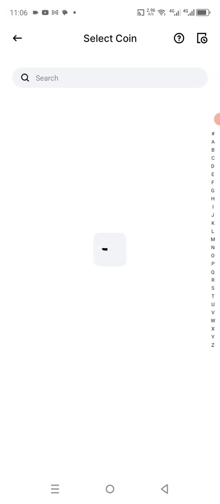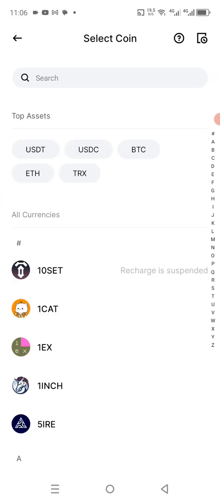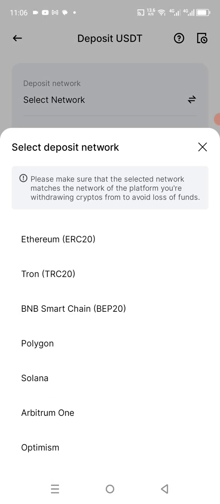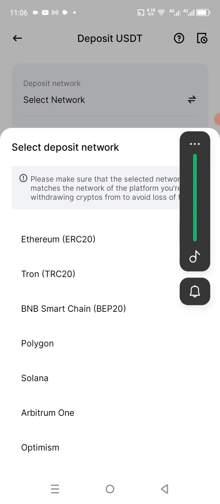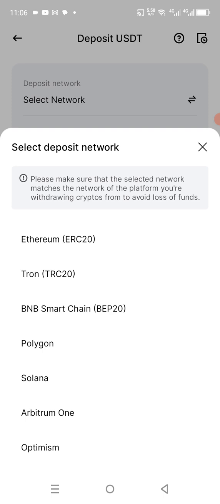You need to click on deposit, then you select USDT. So there are networks. We have ERC20, we have TRC20, we have BNB Smart Chain, Polygon, Solana, Arbitrum, and Optimism. So these are networks that you can use to deposit USDT to BingX.